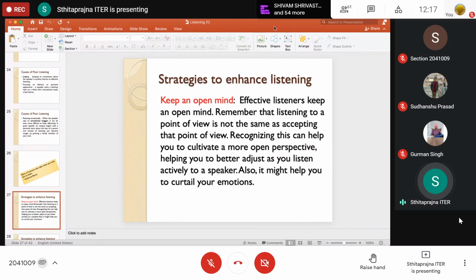Now, this can also help you cultivate a more open perspective and might help you to curtail your emotions also. So, keeping an open mind and listening helps you in many ways. This could also change your own perspective on certain issues.